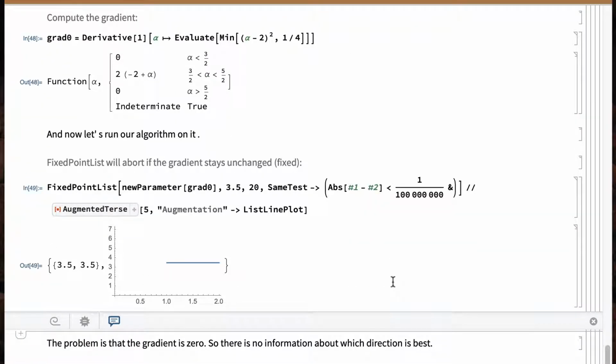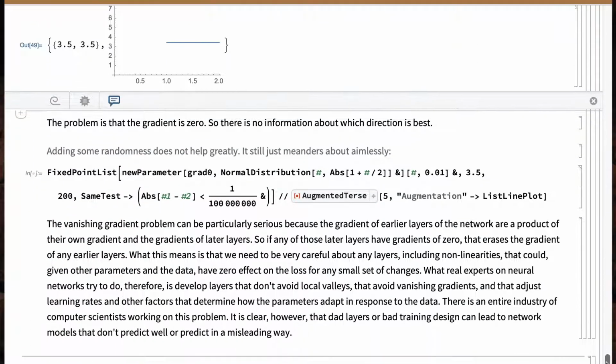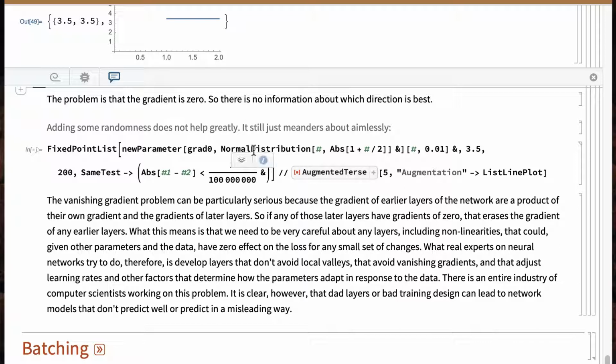And remember I told you, you could get a vanishing gradient if any of those products in that whole chain rule thing were 0. And so in designing a neural network, you need to be very careful that you shouldn't have situations where the gradient is very likely to be 0 for any of the layers.